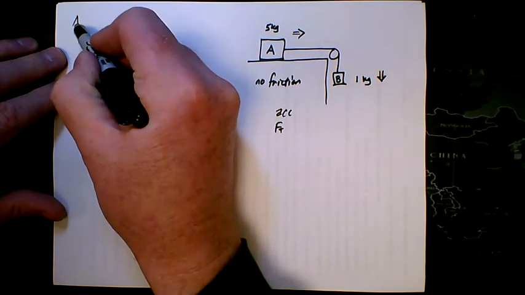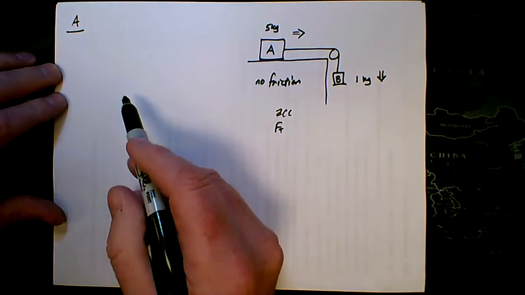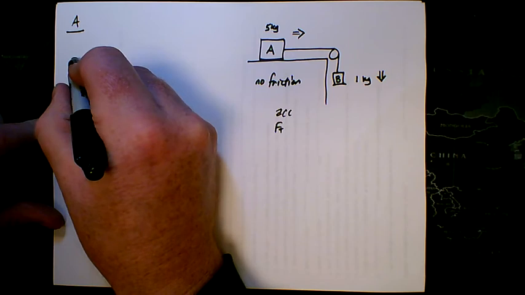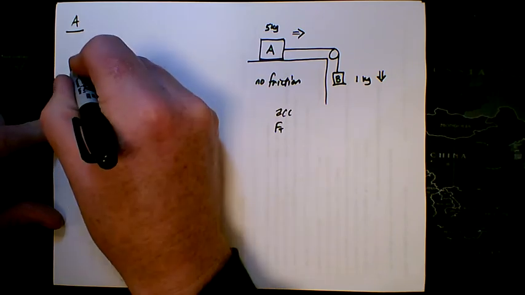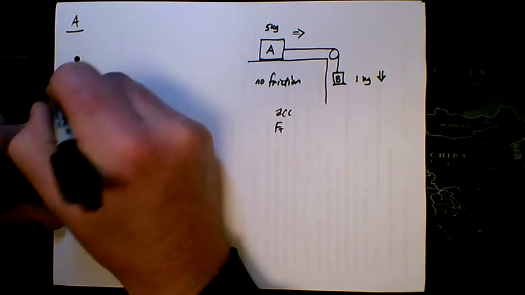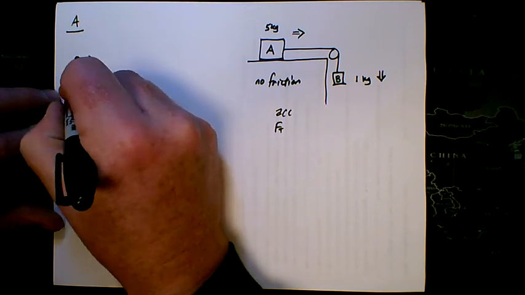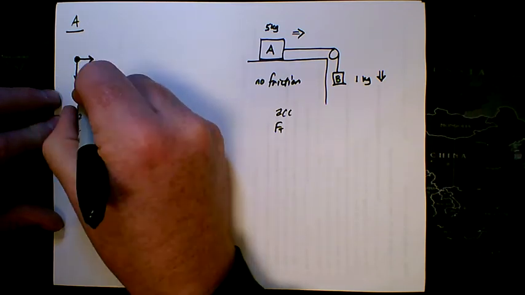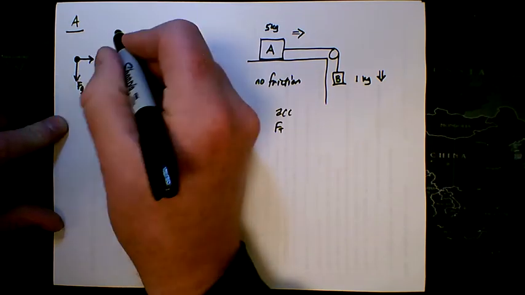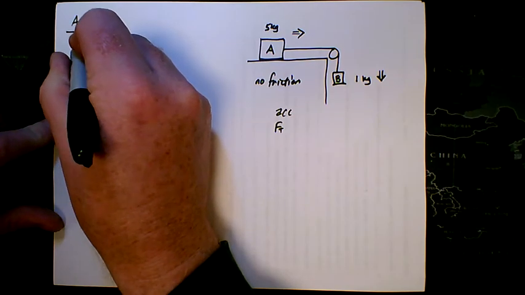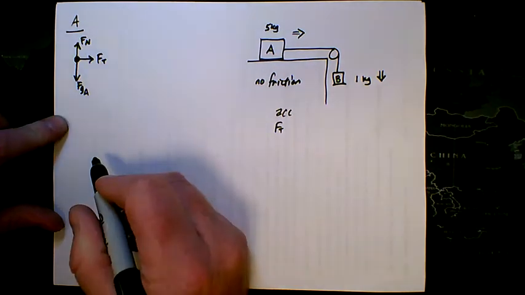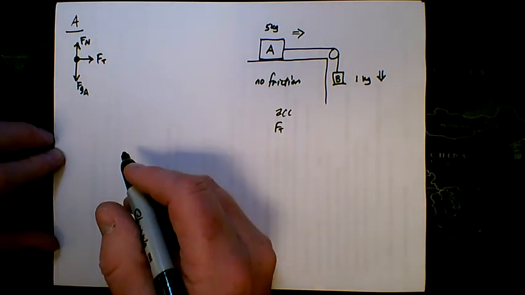So I begin by doing a force diagram for object A. So object A, we've got force of gravity down, of course. There is a tension force to the right. A normal force up. And there's no friction, so there we are, we're done.